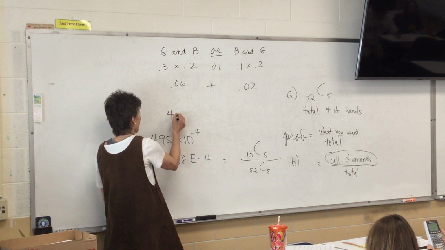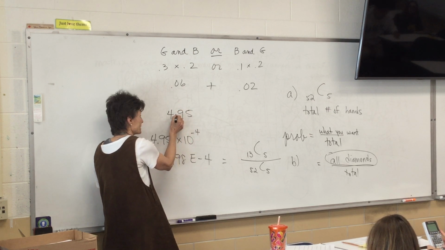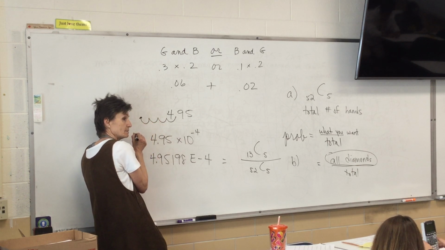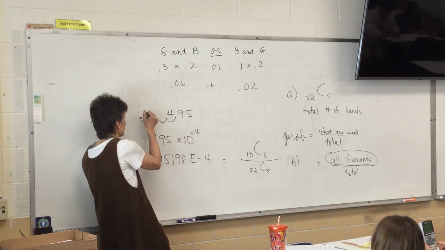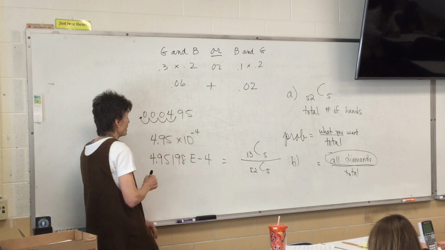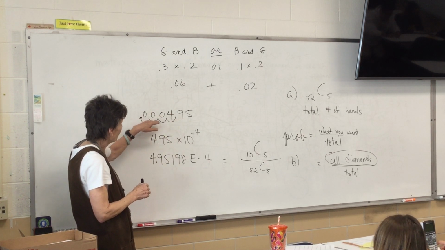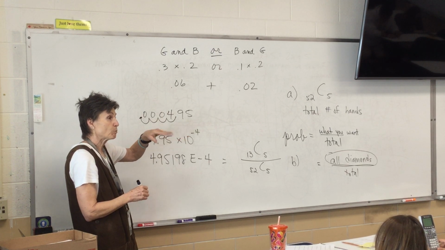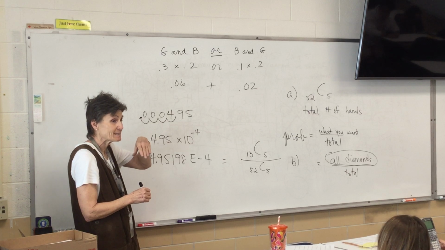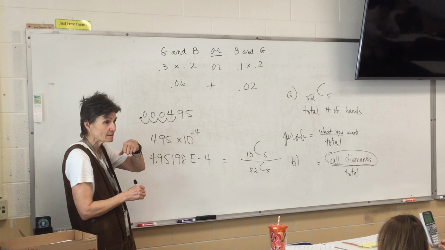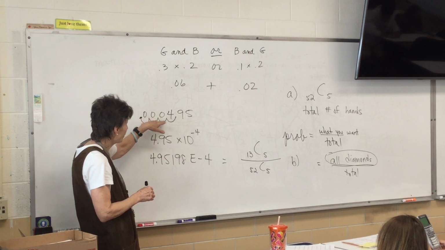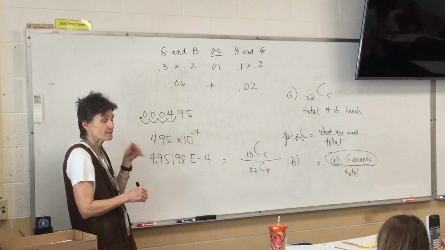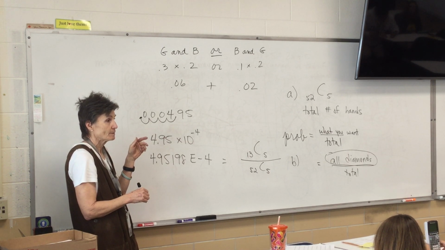Which means 4.95, but moving the decimal 1, 2, 3, 4 places. Fill the shells with eggs, and our number is 0.000495. So the probability of you being dealt an all diamond hand is 0.000495. In other words, it's not very good. Your chances of getting all diamonds is not very good.